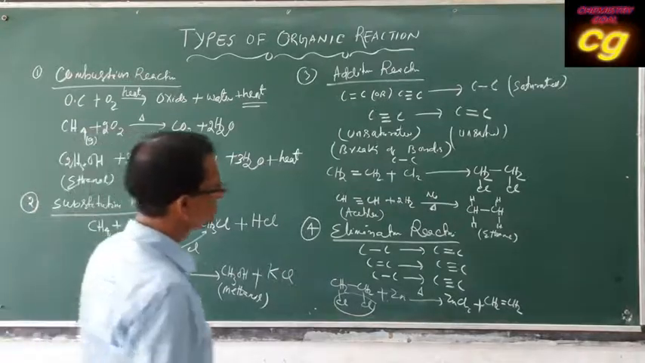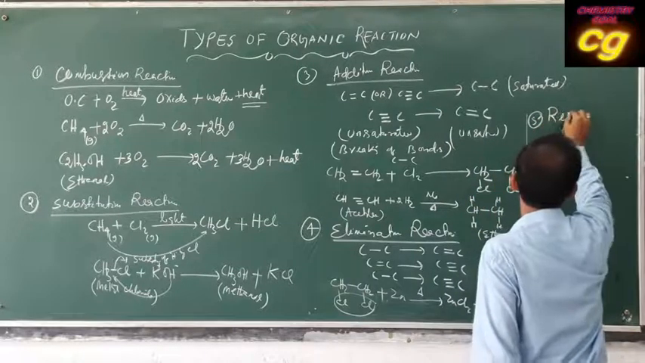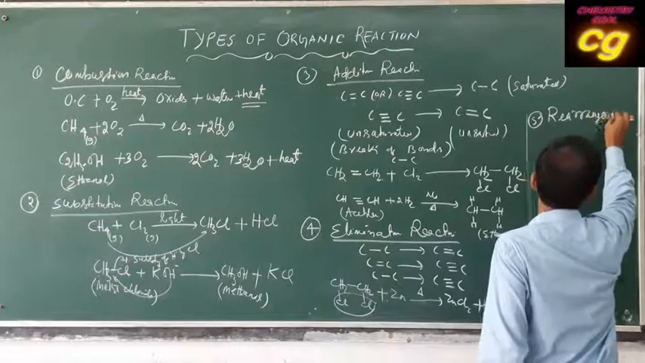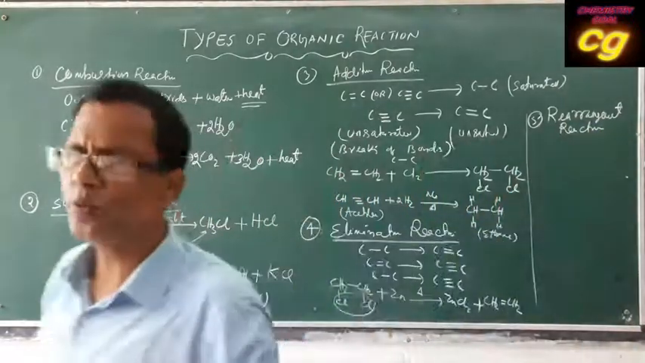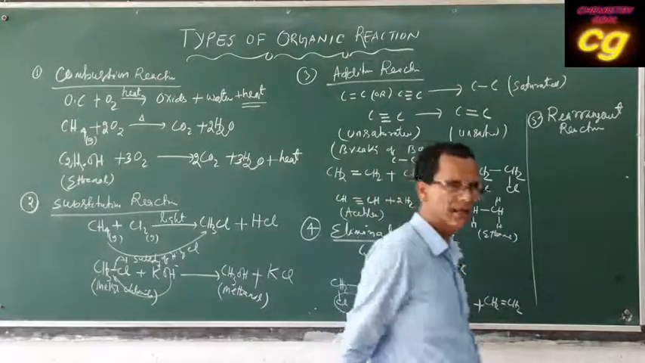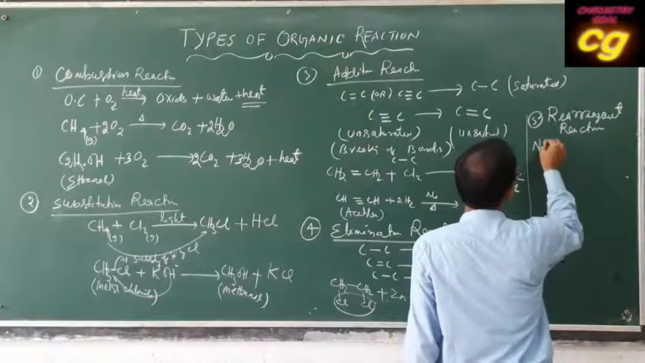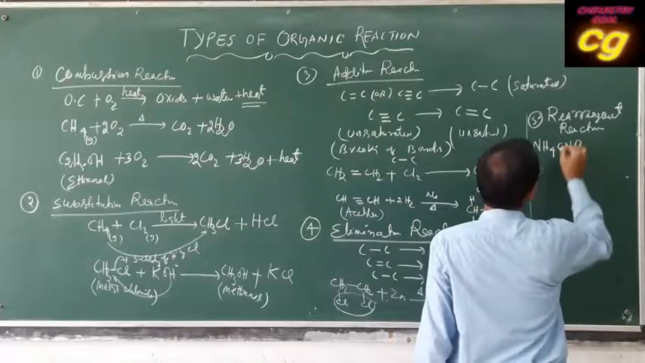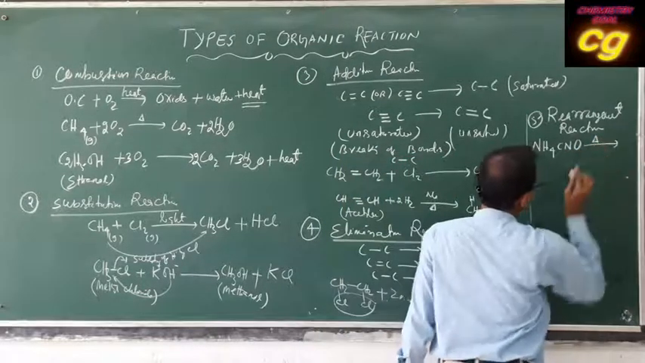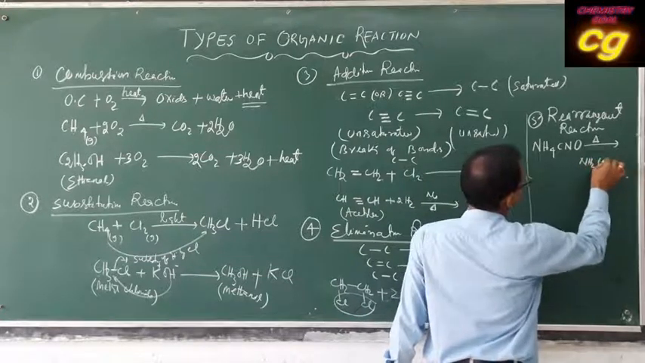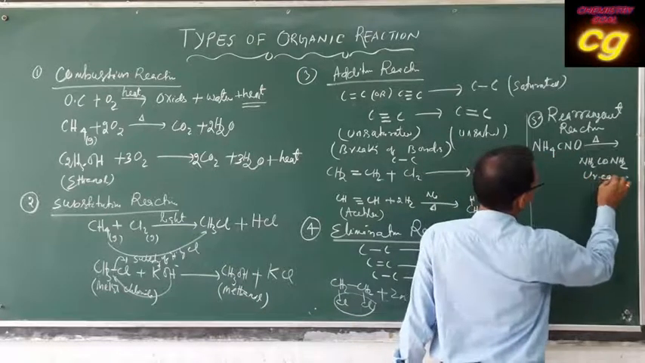Another organic reaction, very important, write it down: rearrangement reaction. Rearrangement means groups are rearranging. The number of atoms remains the same, but a new structure is produced. For example, ammonium cyanide, NH4CNO, an inorganic substance, on heating produces NH2CONH2. This is called urea, an organic compound.